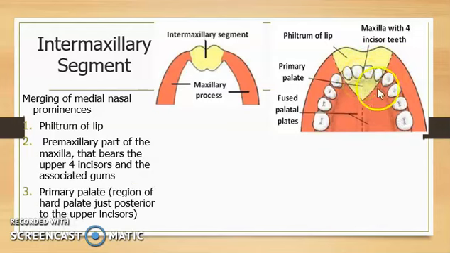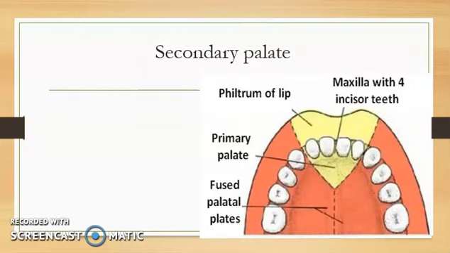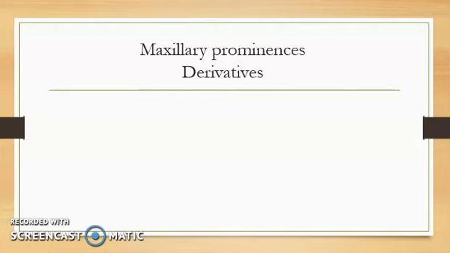It also forms a part of the palate that is triangular and lies anteriorly, called the primary palate. This lies just behind the four incisor teeth. And this primary palate then will join with the secondary palate, which is derived from the maxilla, and the point of fusion is marked by the incisive foramen in adults. The secondary palate is derived from the palatine shelves developing from the maxilla. They develop in the sixth week of development.